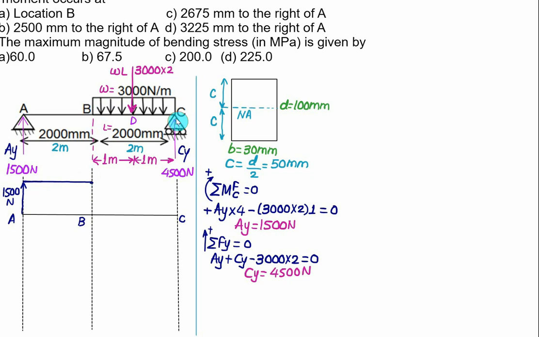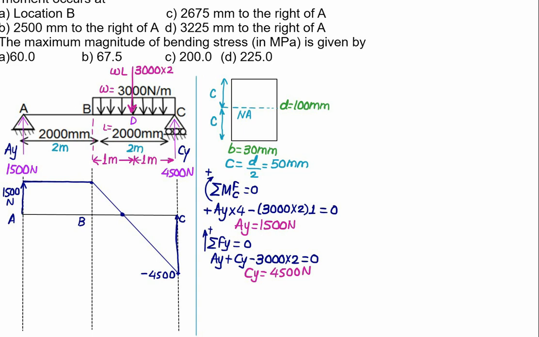Then the total value here is 3000 multiplied by 2, that is equal to 6000. The previous value is 1500. 1500 minus 6000, you will get minus 4500. And you have to join this point with this point. Since we have a rectangular load here, you have to join by a straight line. Finally, at point C, you have to close the SFD because the reaction is equal to 4500.